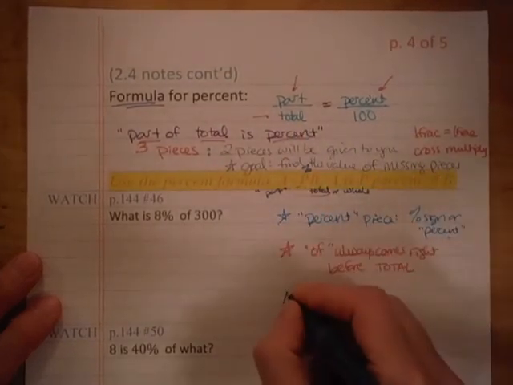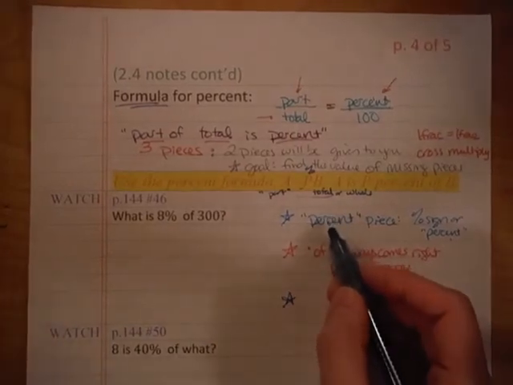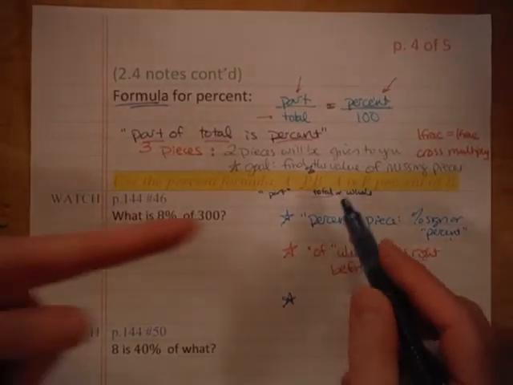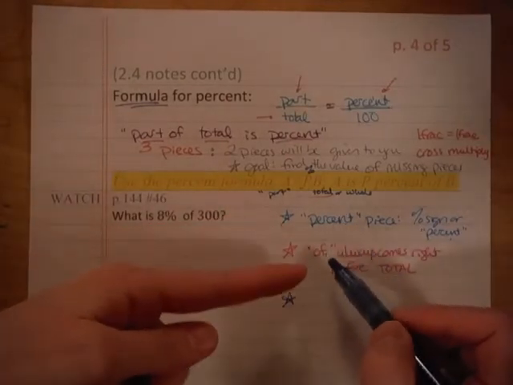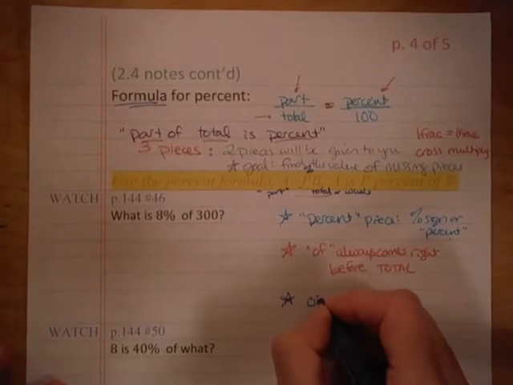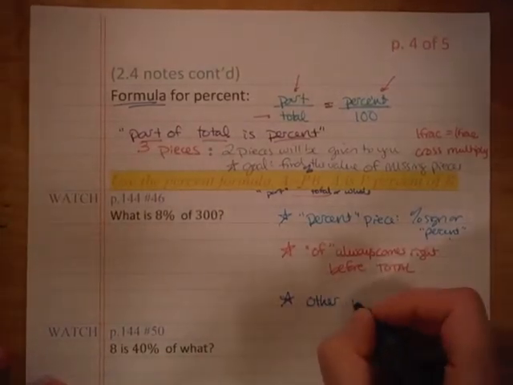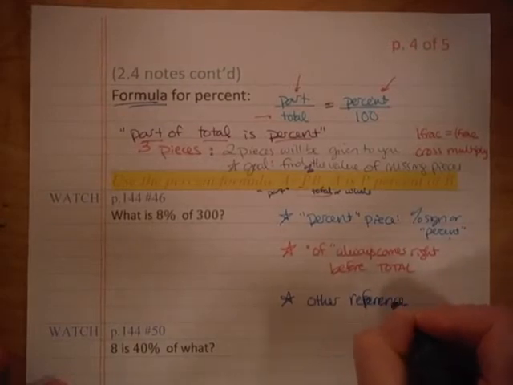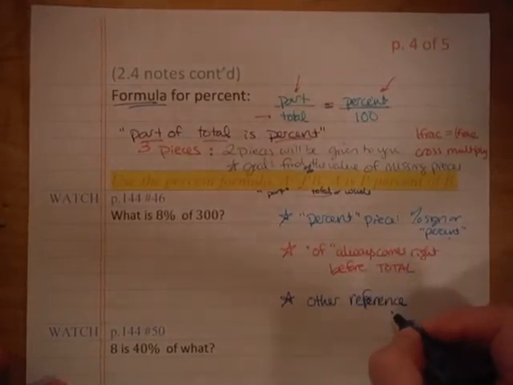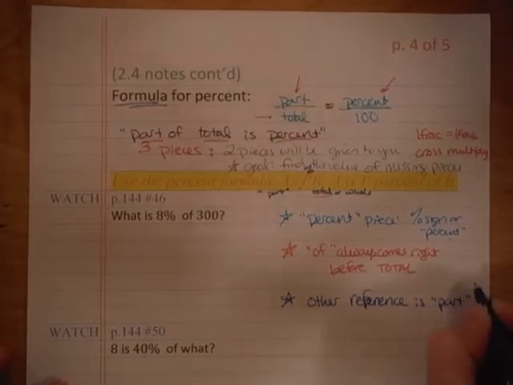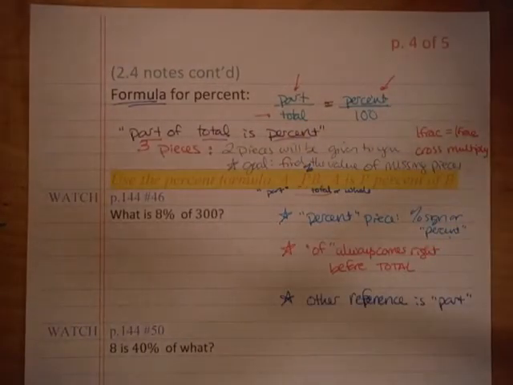And then the third piece, whatever's left over, whatever number or item is mentioned that does not have the percent attached to it, and it's not directly after the word of, that's your other part. Okay, so whatever else is referred to either as a missing piece or as a number, that represents your part, what goes over your total. So what does that mean? Let's look at that.